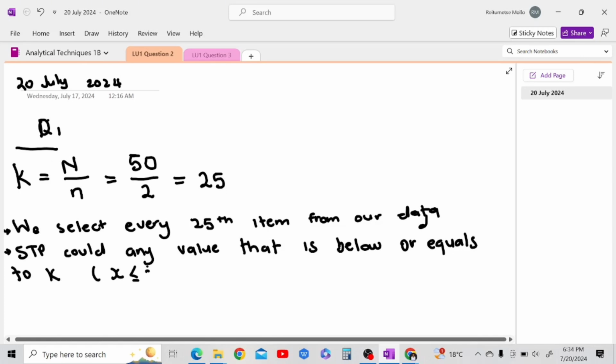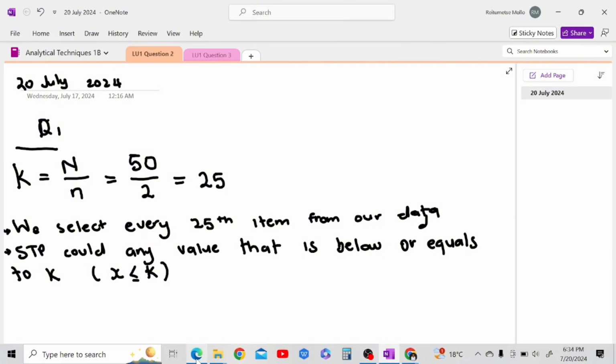So what will be asked in this question? We were asked if the first item selected during the first hour of production is item number 4, what is the number of the next item selected? So guys, you see what I just explained when I said our starting point could be any value that is below or equals to K. Look at here. The starting point was number 4.